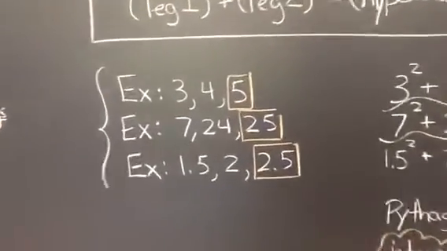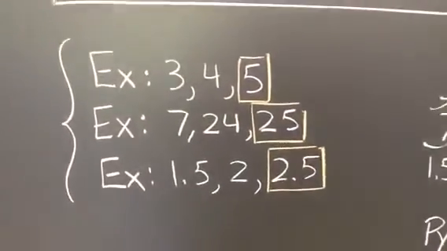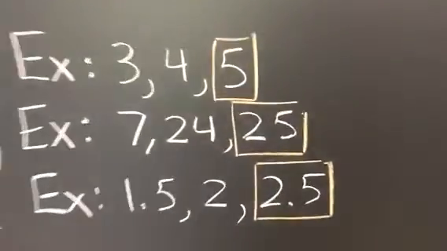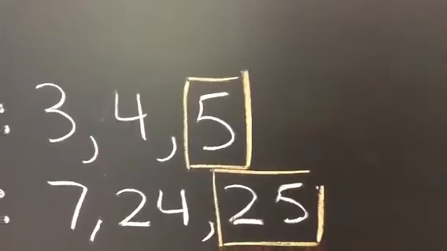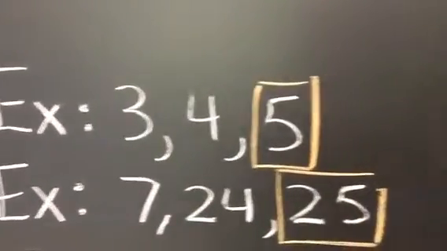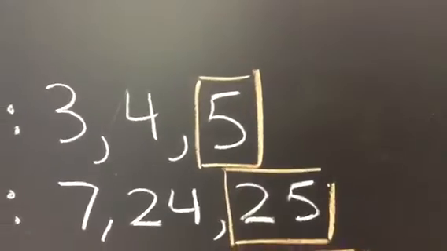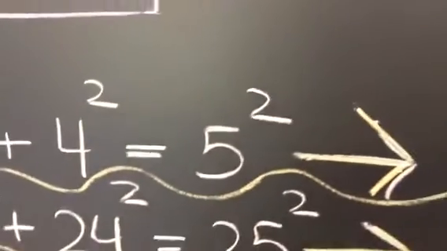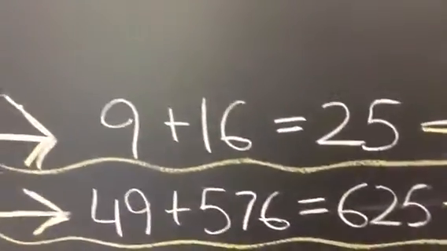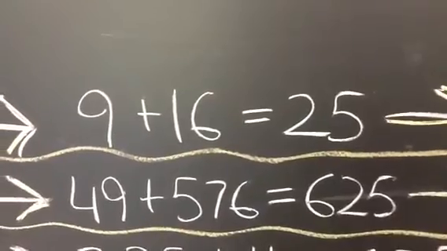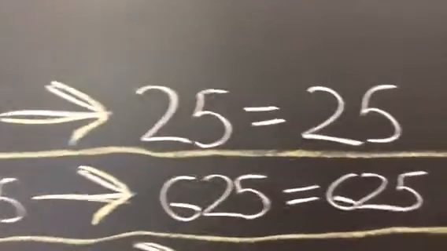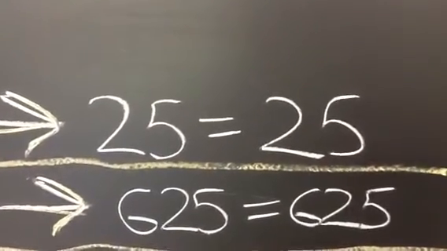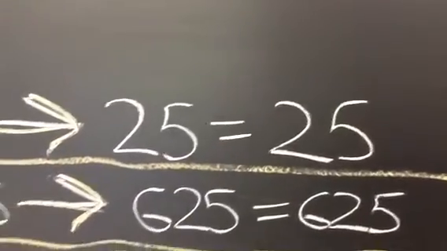So I've given 3 examples of how to use these in the Pythagorean theorem. Let's look at the first one, 3, 4, 5. I've put 5 in a box on purpose because 5 is the biggest number. Therefore, if I'm going to use these in the Pythagorean theorem, 5 has to represent the hypotenuse. So 3 squared plus 4 squared equals 5 squared. 3 squared is 9, 4 squared is 16, and 5 squared is 25. And look what happens. I get an identity. 25 equals 25. And so therefore I know that 3, 4, and 5 are numbers that satisfy the Pythagorean theorem.